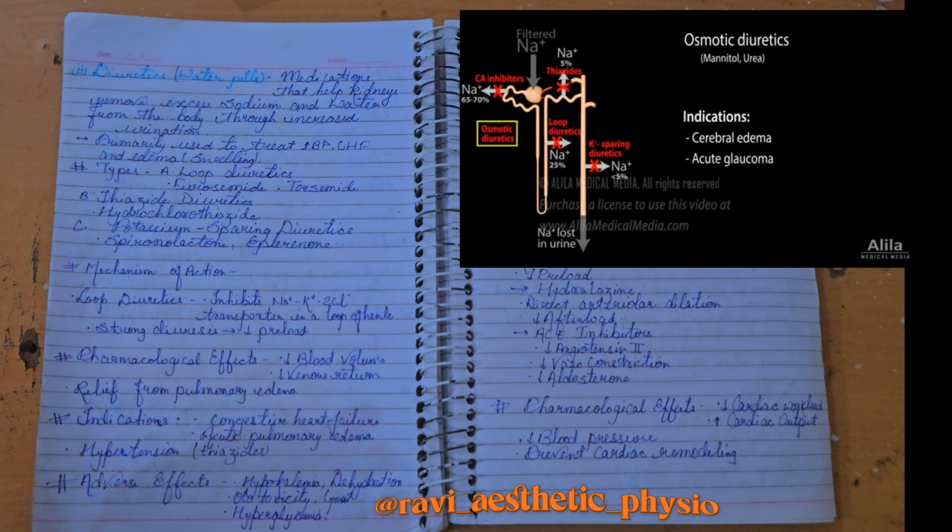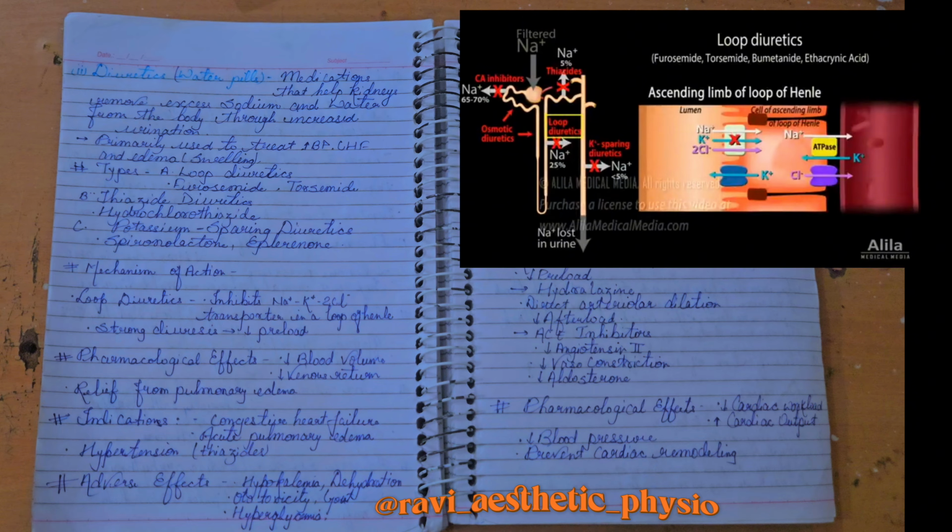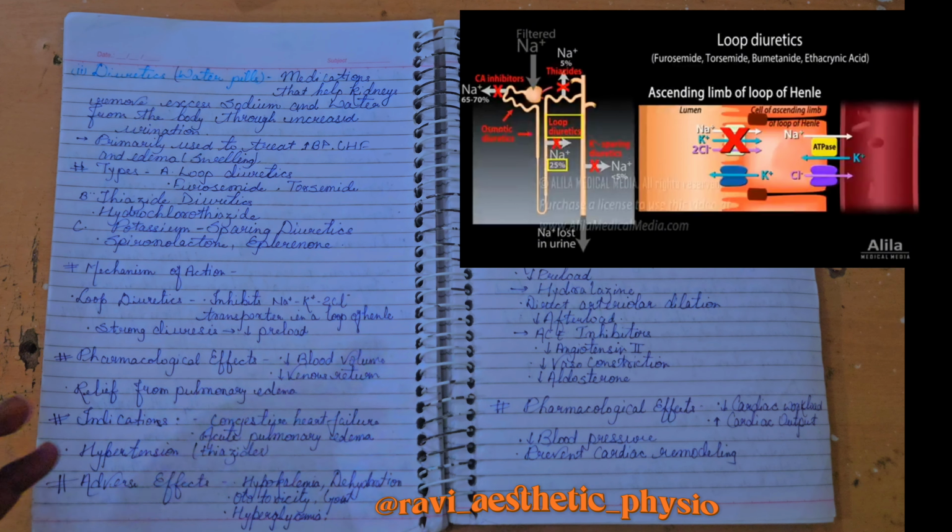So what is the mechanism of action of diuretics? First, loop diuretics inhibit sodium, potassium and calcium transport in the loop of Henle, causing strong diuresis and decreased preload. It means they break down the sodium, potassium and calcium in our loop of Henle transportation, and act as strong diuresis. They also decrease the preload, and it is easily excreted via the nephron and excretory organ.